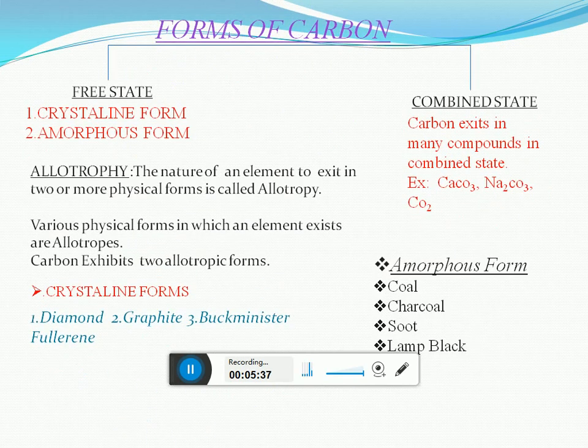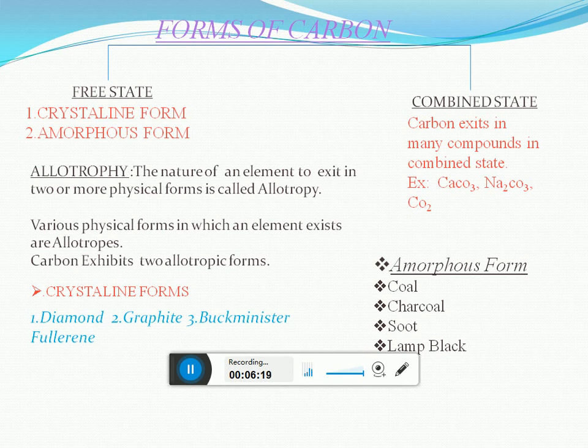Example for crystalline form, diamond. As you know that diamond is the hardest substance that exists on the earth. Second one, graphite. The third crystalline form is Buckminster fullerene. As an amorphous form, coal, charcoal, soot, lamp black, these are all the amorphous forms of carbon.